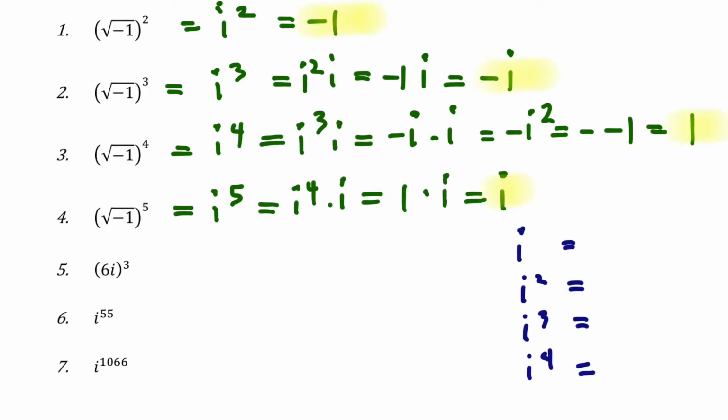So I'm going to make a little table down here in the right-hand corner. I to the first power is simply I. I to the second power is -1.